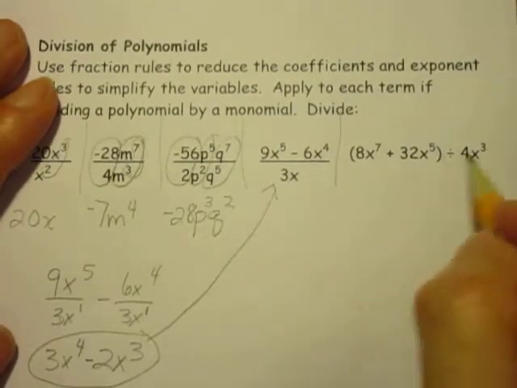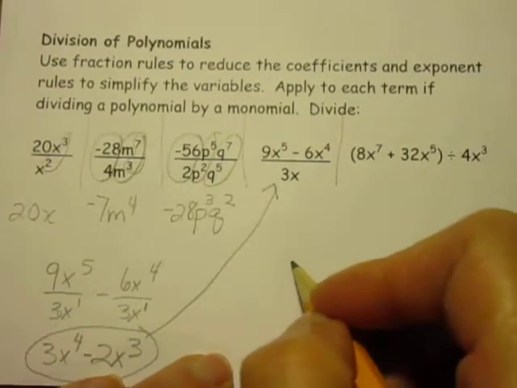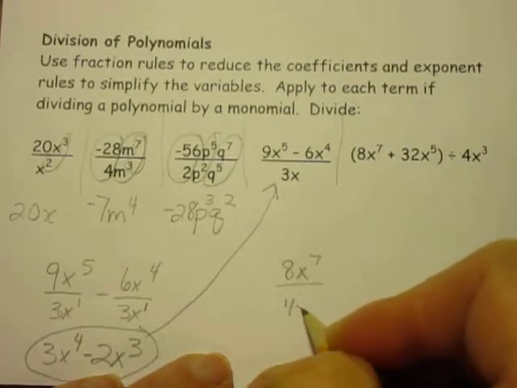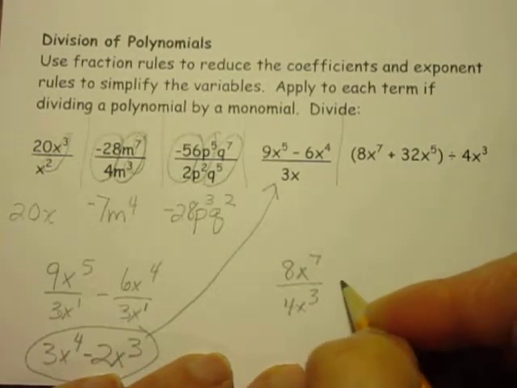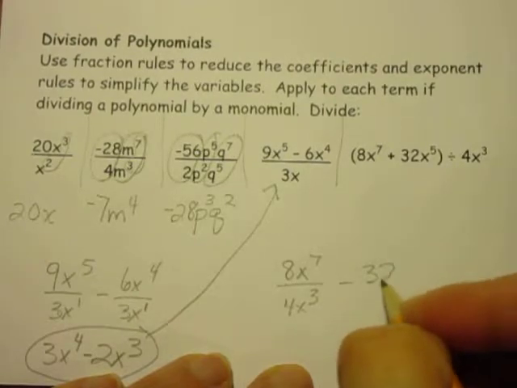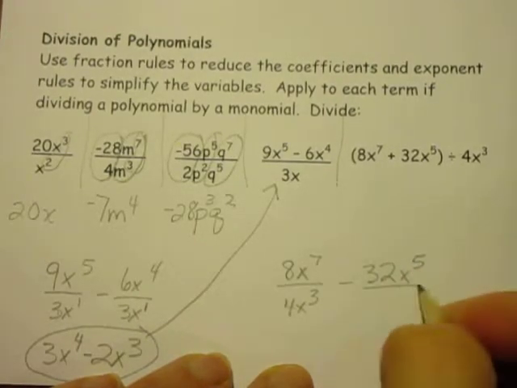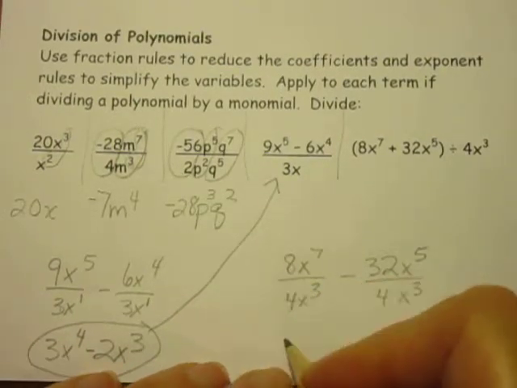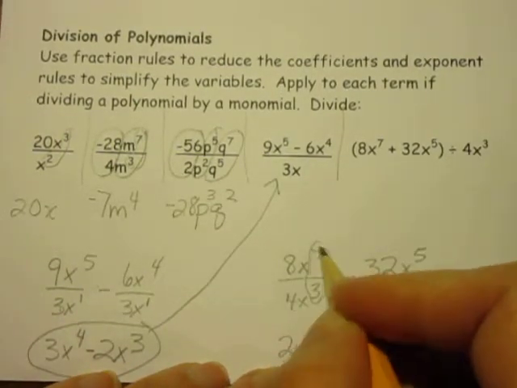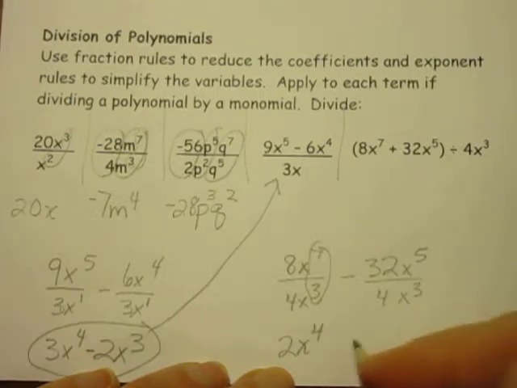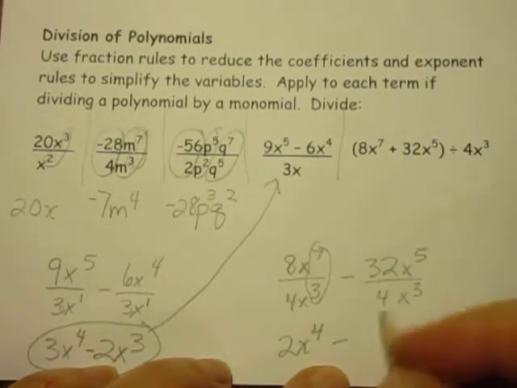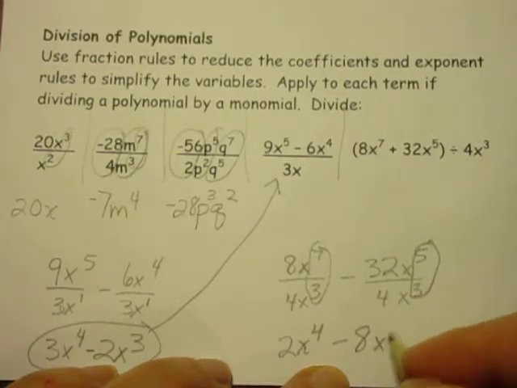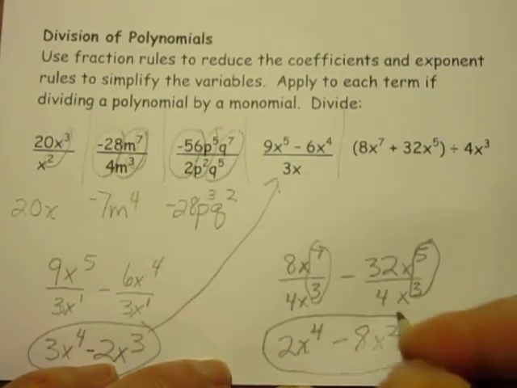So I could do that same thing here. I could say 8x to the 7th divided by 4x to the 3rd, minus 32x to the 5th divided by 4x to the 3rd. 4 goes into 8 2 times, and then I'm subtracting these exponents, so that would be x to the 4th, minus 4 goes into 32 8 times, and then subtracting the 5 minus the 3 would be x squared. So that'd be the solution to this one.